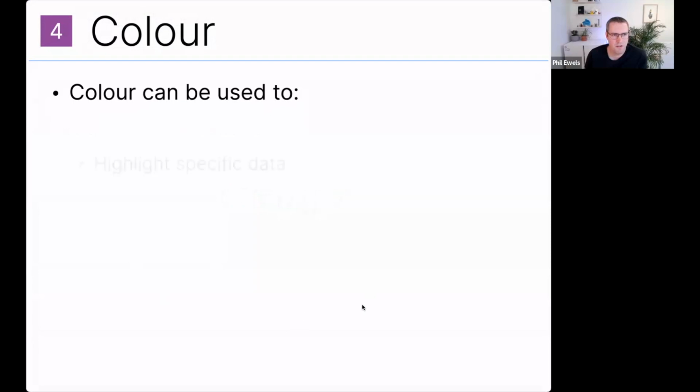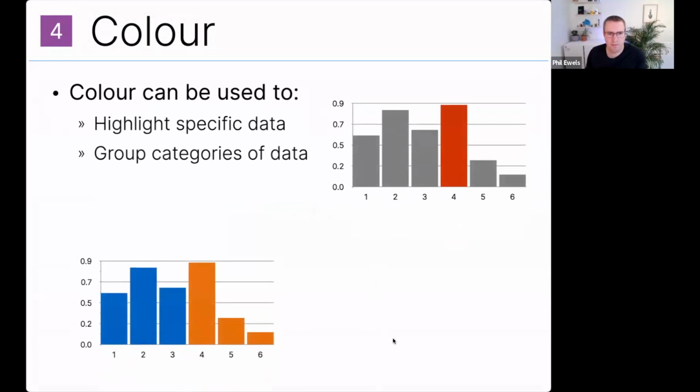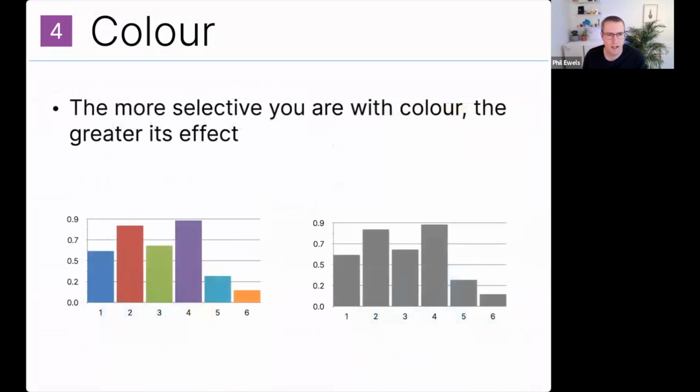Color can be used to highlight specific data in a typical plot, group categories of data, and encode quantitative data. Those are the three main ways that you typically use color in a plot. The more selective you are with color, the better. Most of my examples are black and white, which is kind of boring, but I'm trying to make a point by doing that, which is that I try to only use color when I need to use color.